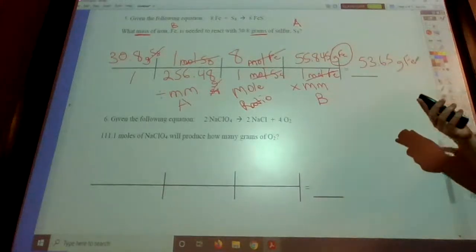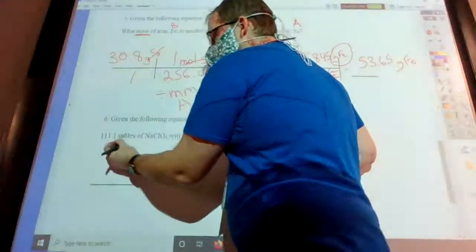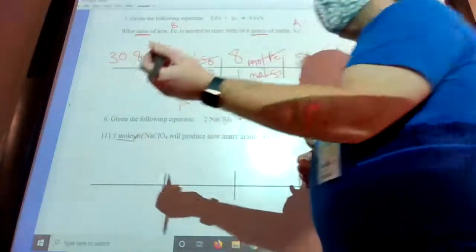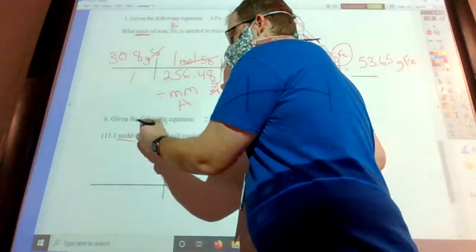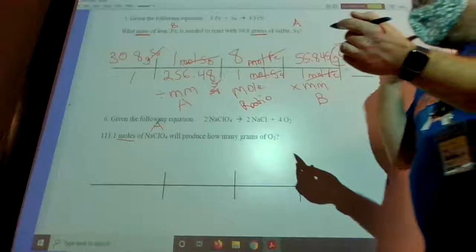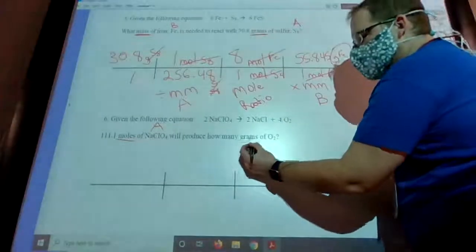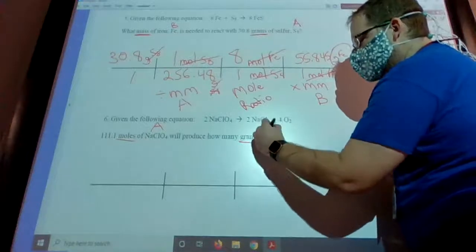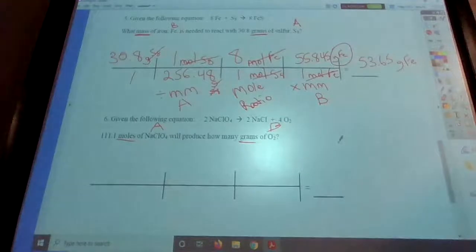So let's do number 6. What's my starting number for number 6? Yes, it's 111.1 moles of NaClO4, so that's my chemical A. And they want to know, it will produce how many grams of O2? So I'm looking for grams here of O2, which is my chemical B.